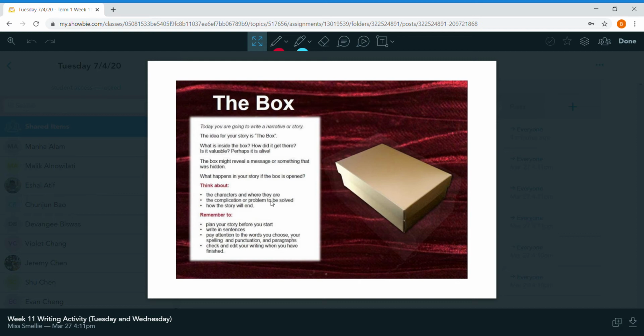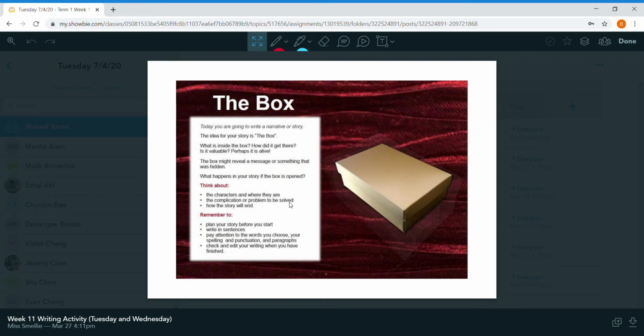A couple of things to remember also: your spelling and your punctuation, your paragraphs. And one of the really important things at the end is to check and edit your writing when you're finished. When you've finished your writing, go back and read it to make sure it looks and sounds right, and also to fix up any things that you feel you need to fix up.